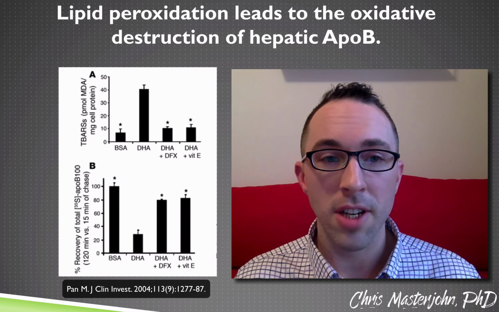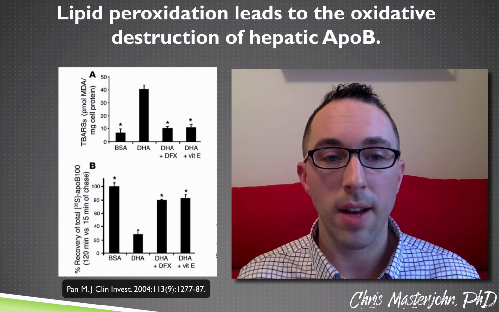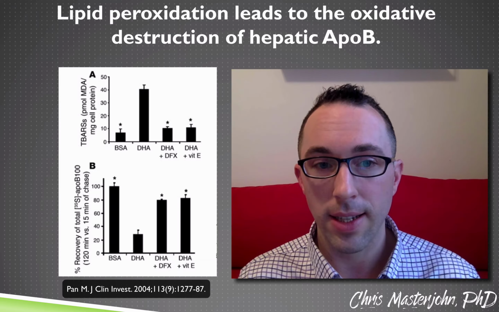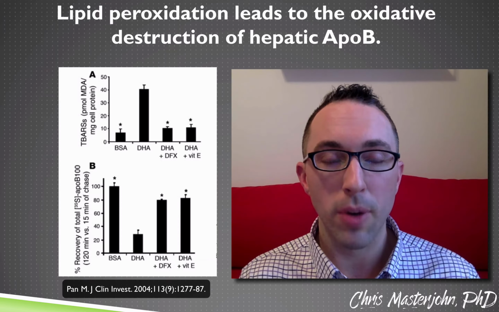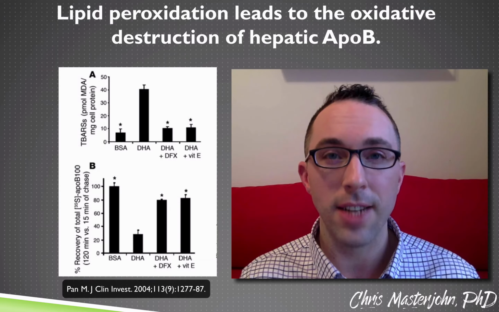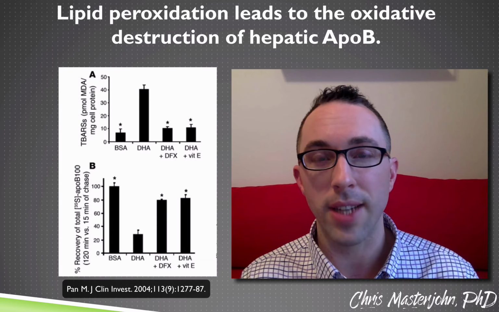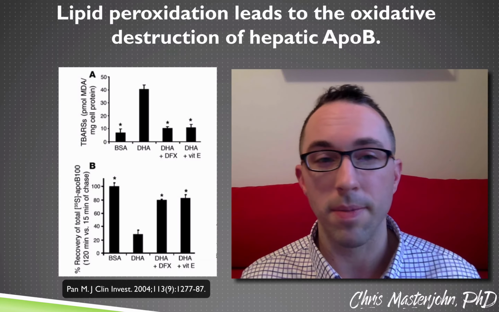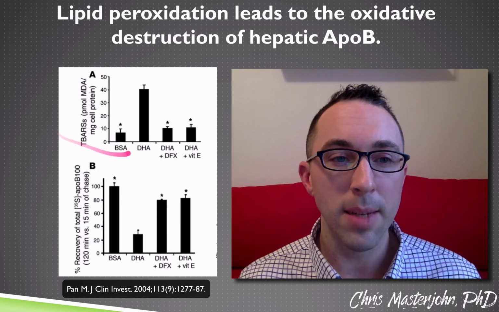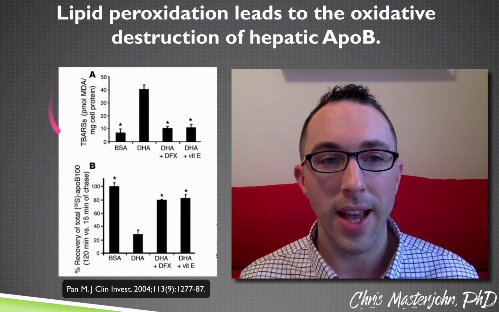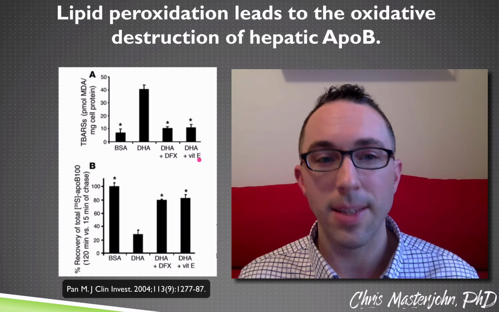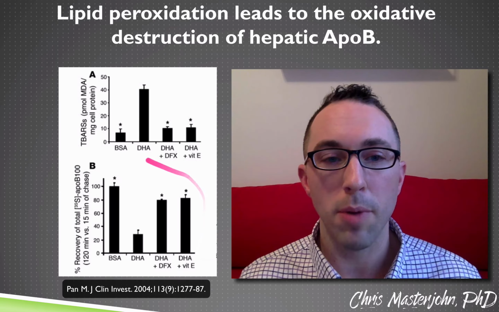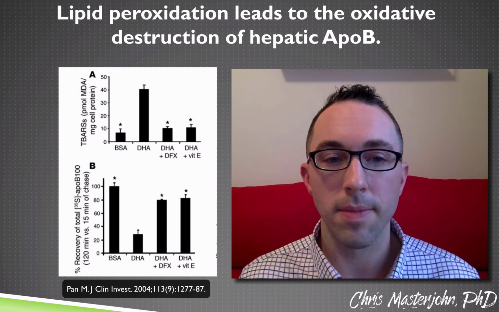The data on the screen are from an experiment where the cells of animals were isolated and they were exposed to conditions of oxidative stress and antioxidant protection to see how that would impact ApoB secretion. On the top we have T-bars, which is a laboratory assay that is used to estimate lipid peroxidation. On the bottom we have the rate of ApoB secretion from those cells.